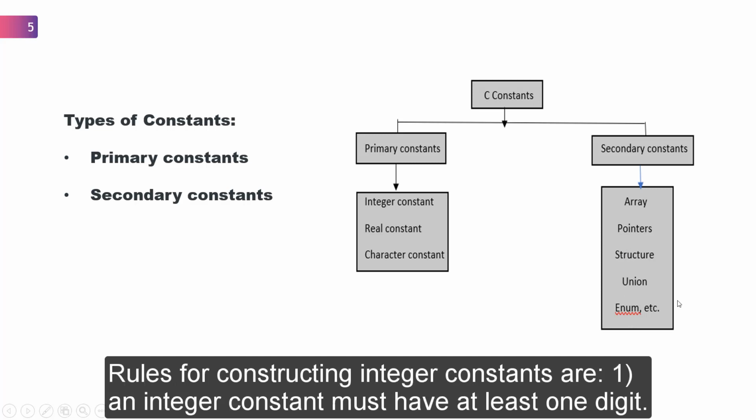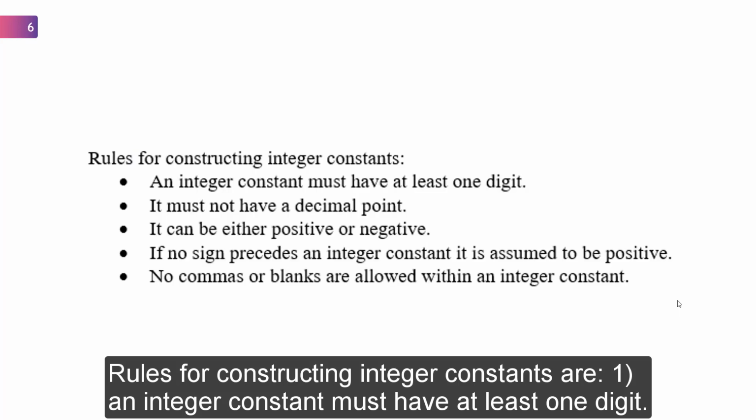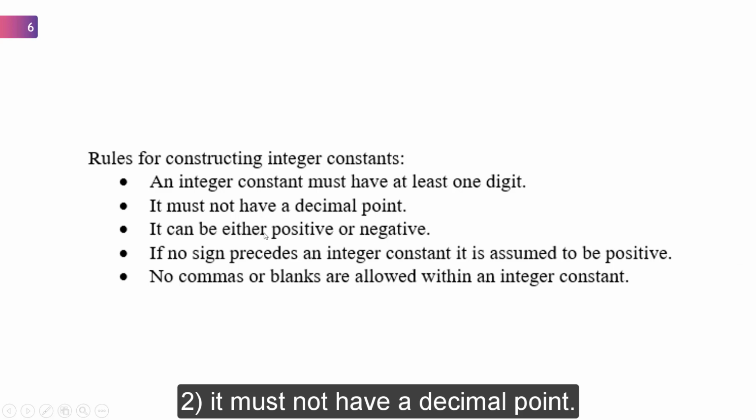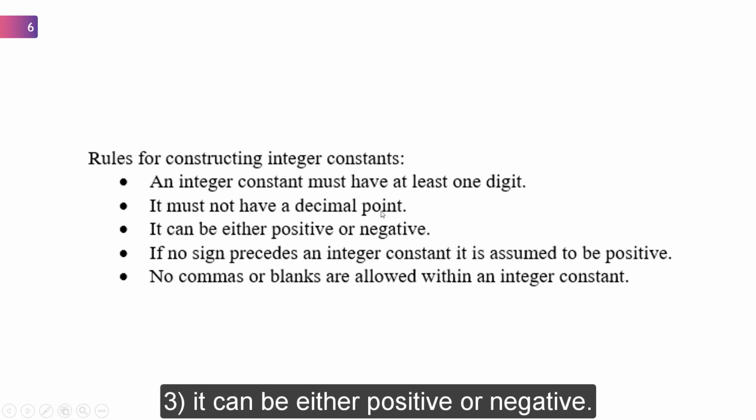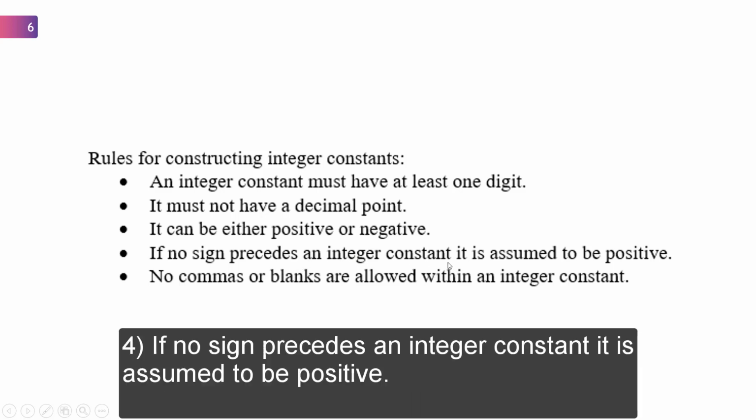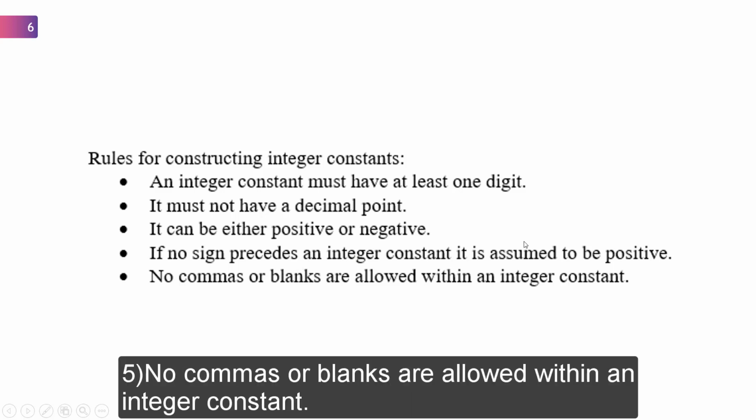Rules for constructing integer constants are: an integer constant must have at least one digit. It must not have a decimal point. It can be either positive or negative. If no sign precedes an integer constant, it is assumed to be positive. No commas or blanks are allowed.